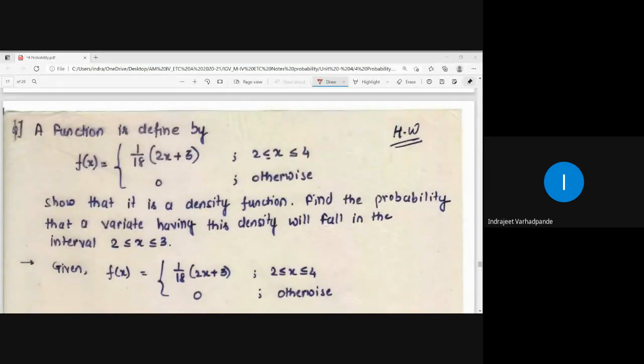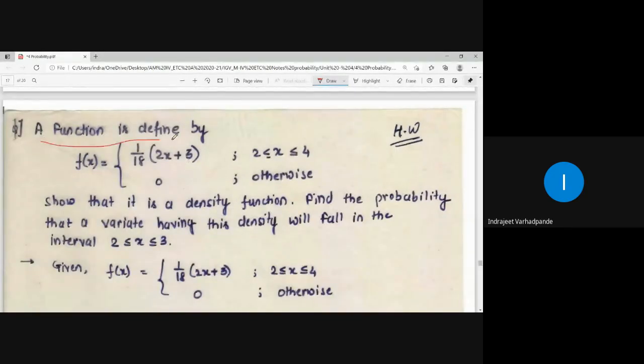How is the function given? The function is given by f of x, a new example related to the continuous random variable, because here we see the range is given. A function is defined by f of x is equal to 1 upon 18 times (2x plus 3) for the range 2 less than x less than 4. It is 0 otherwise. Show that it is a density function.